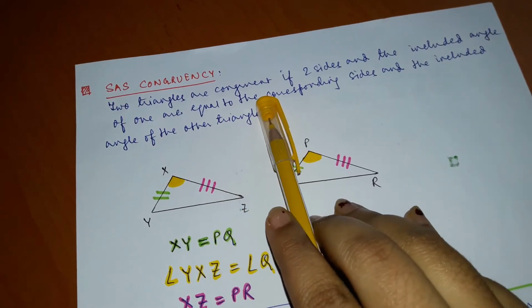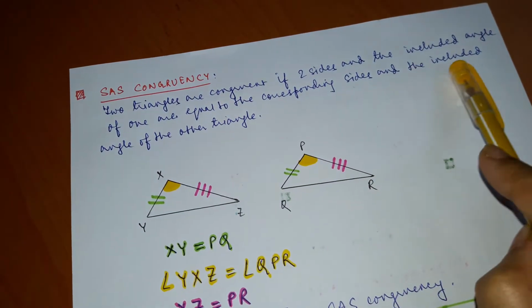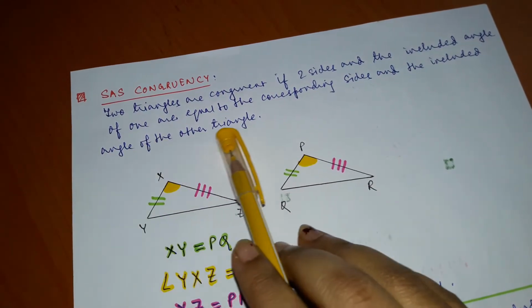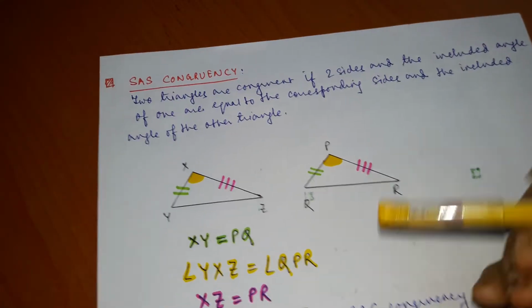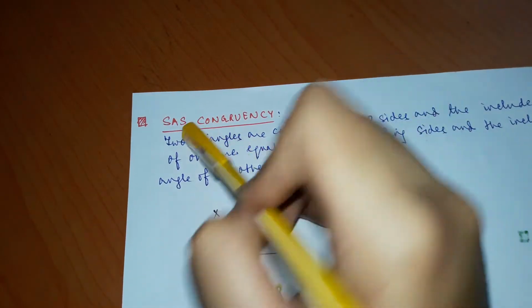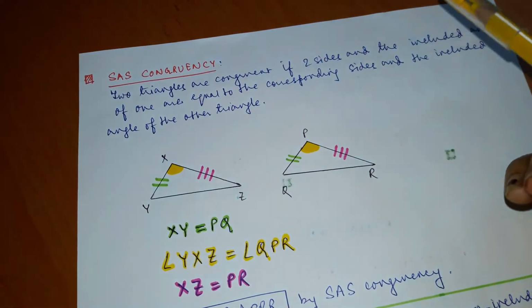Two triangles are congruent if two sides and the included angle of one are equal to the corresponding sides and the included angle of the other triangle. Here the A is between these two S's. It means that it is the included angle.